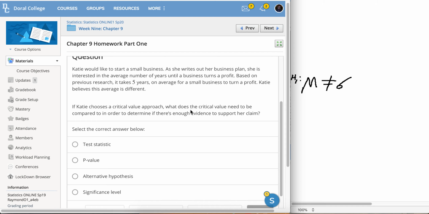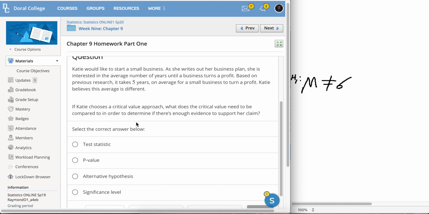Katie would like to start a small business. As she writes out her business plan, she is interested in the average number of years until a business turns a profit. So Kate finds out it takes 5 years on average for a small business to turn a profit. So, when we think about that, that's pretty freaky. If you want to start a business, you can't make money for yourself until after 5 years. So if Katie chooses a critical value approach, what does the critical value need to be compared to in order to determine if there's enough evidence to support her claim?